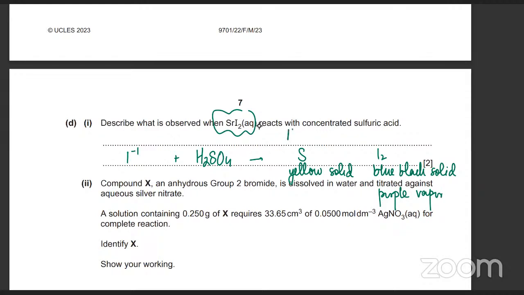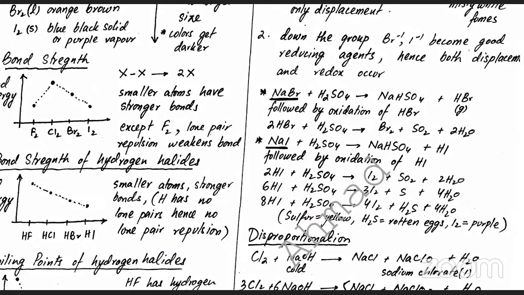Some H2S might also be formed. So it's got the smell of rotten eggs. That's also written in the notes. Compare: H2S is rotten eggs. Iodine is formed, which is purple. So this is the reaction that's happening. I-1 is a very good reducing agent, turns into I2 and reduces the sulfur to sulfur or H2S or all these other compounds.